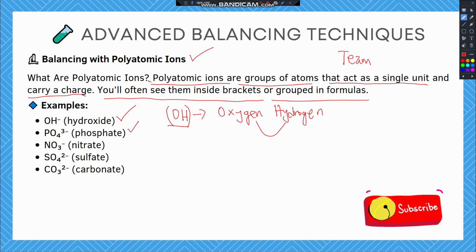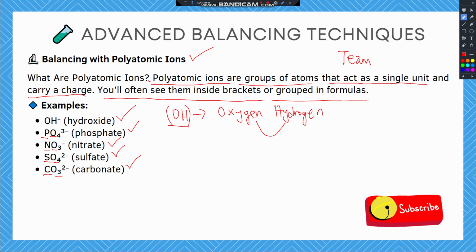The phosphate ion combines two elements, phosphorus P and oxygen O. The third one is the nitrate ion, which combines two elements, nitrogen and oxygen. The fourth one is the sulfate ion, which combines sulfur and oxygen. And finally, we have the carbonate ion, which combines carbon and oxygen.